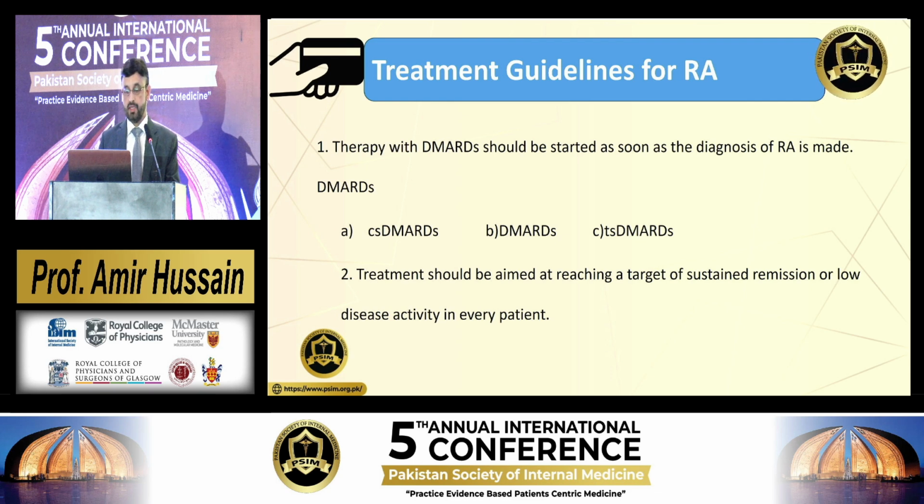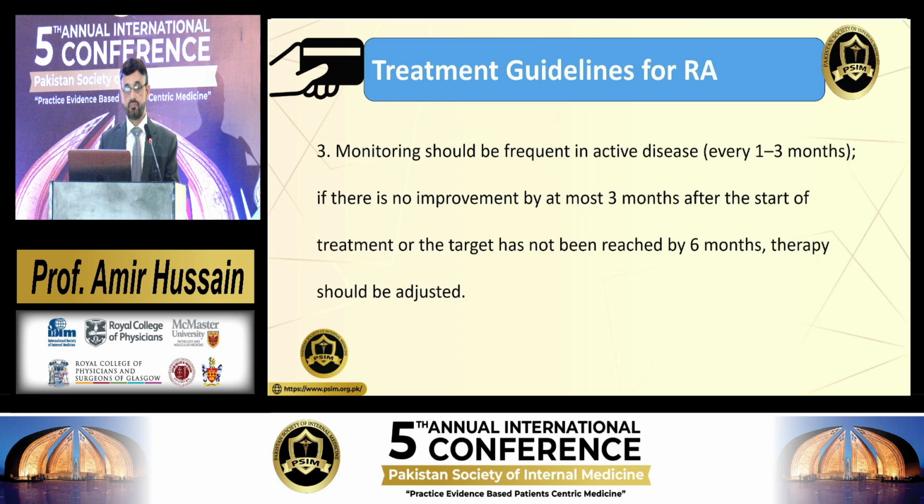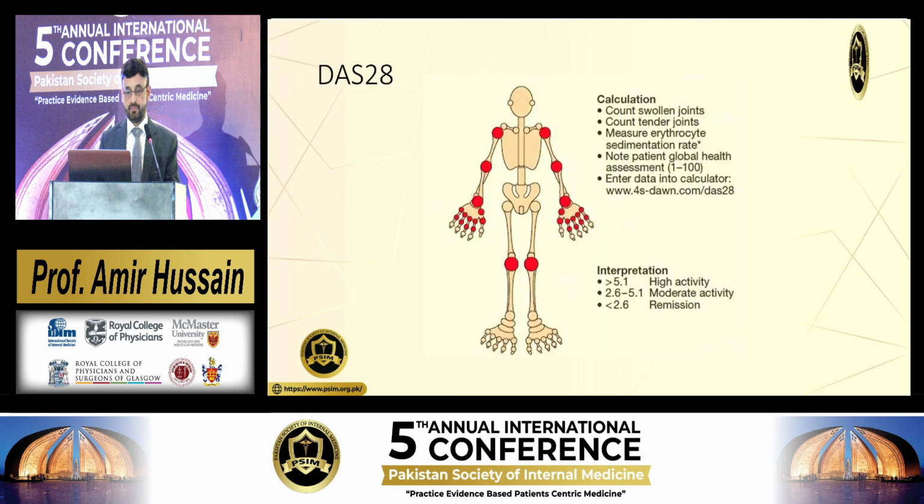The treatment should be aimed at reaching a target of sustained remission or low disease activity in every patient. In the initial stages of the disease, the monitoring should be frequent, every 1 to 3 months. If there is no improvement by at most 3 months after the start of the treatment, or the target has not been reached by 6 months, the therapy needs to be modified.